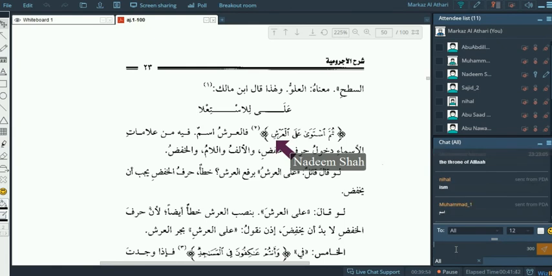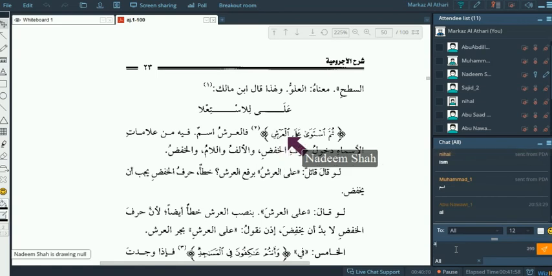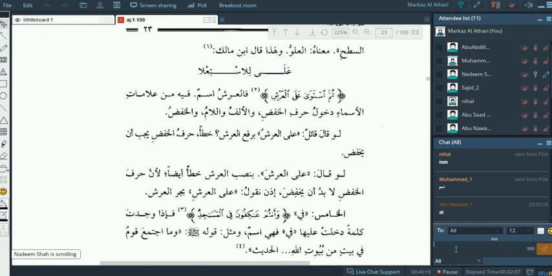Our topic here, discussion in the linguistic sense, is that this is an ism. What can you tell me about this word? You can tell me that this is an ism. How do you know? Because of the things that you mentioned: ala, and because of the kasra, and because of alif and lam. Hold on. Let's move this up to the top of the page. Okay.